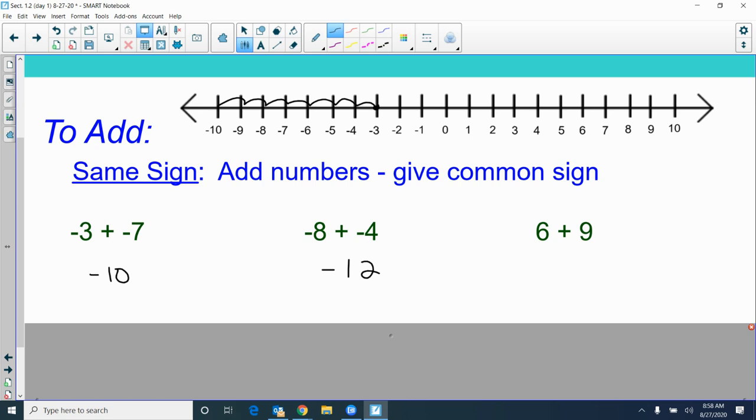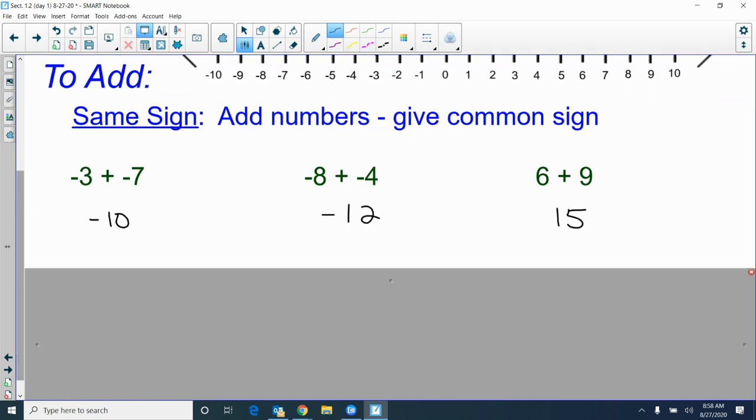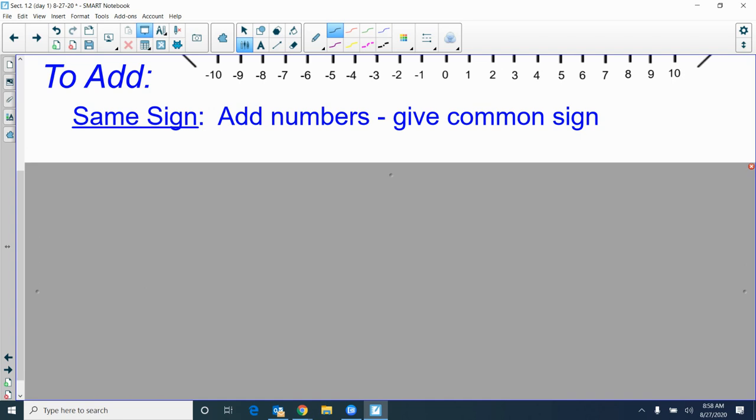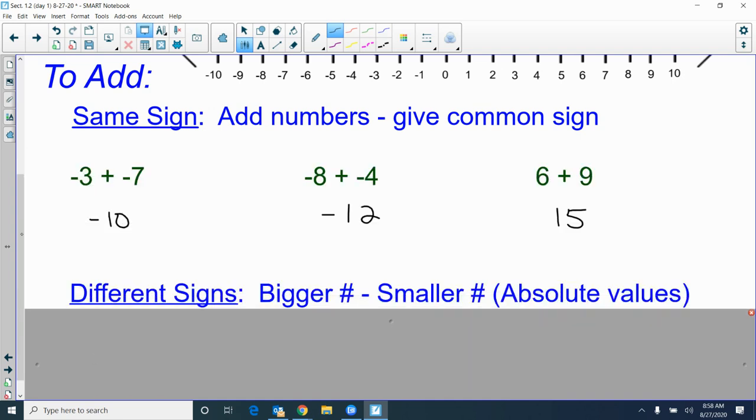Now, once we get into positives and negatives, every now and then somebody just goes haywire and forgets the common ones, like 6 plus 9. Those are just two positive numbers added together. What's your answer? 15. We're not trying to trick you. There's going to be at least one like this on the quiz that we're going to take. But we see all kinds of crazy answers on 6 plus 9. So yeah, we are not trying to trick you at all.